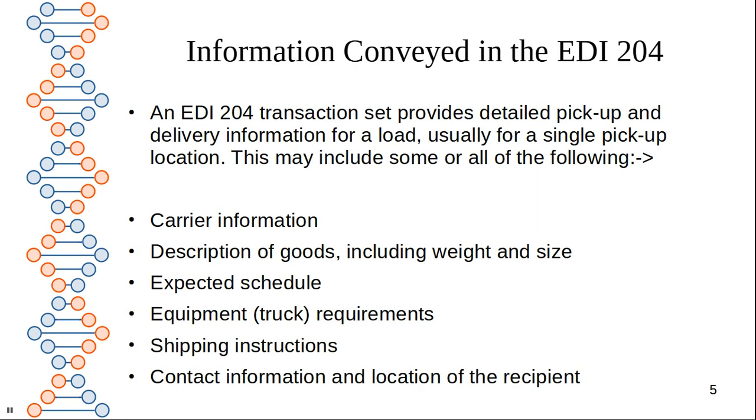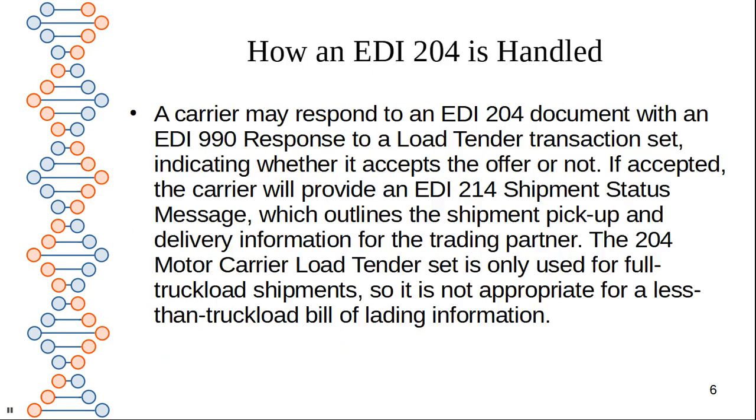Information conveyed in the EDI 204. What information can be conveyed in the 204 transaction set in EDI ANSI X12? The EDI 204 transaction set provides detailed pickup and delivery information for a load, usually for a single pickup location. And this may include some or all of the following information: carrier information, description of goods including weight and size, expected schedule, equipment and truck requirements, shipping instructions, contact information and location of the recipient.